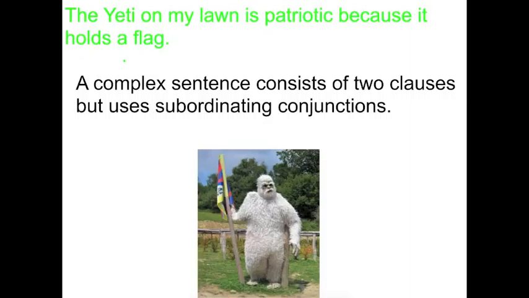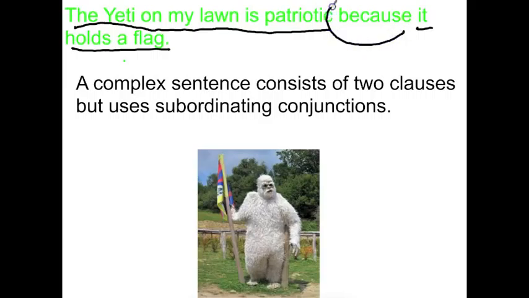This is an example of a complex sentence. If you look closely, you'll find that there is no comma to separate the clauses. However, there is a subordinating conjunction. The first clause in this sentence is, the Yeti on my lawn is patriotic, and the second clause is, it holds a flag. You can tell this is a complex sentence because of the conjunction because, which is a subordinating conjunction. In the next slide, I'll show you several examples of different subordinating conjunctions you can use to connect independent clauses in a complex sentence.